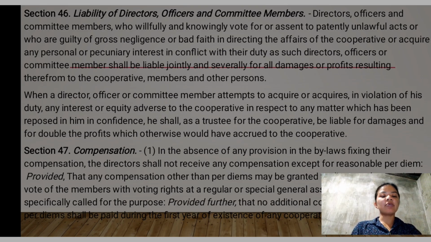Section 47 outlines the compensation for directors of a cooperative. First, if the bylaws do not specify compensation, directors will not receive any compensation except for a reasonable per diem for their attendance at meetings. Second, any compensation beyond per diems can only be granted by a majority vote of members with voting rights. No additional compensation other than per diems may be paid to directors during the first year of a cooperative's existence.